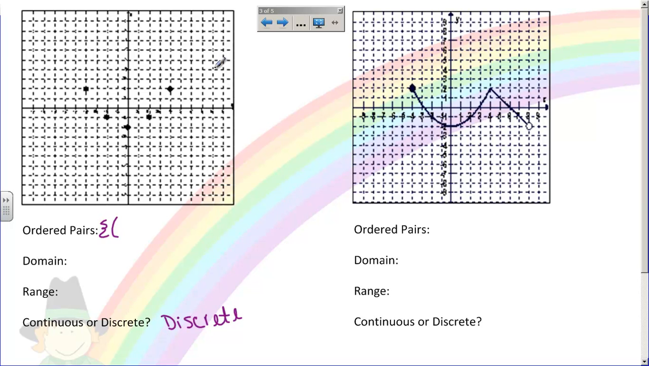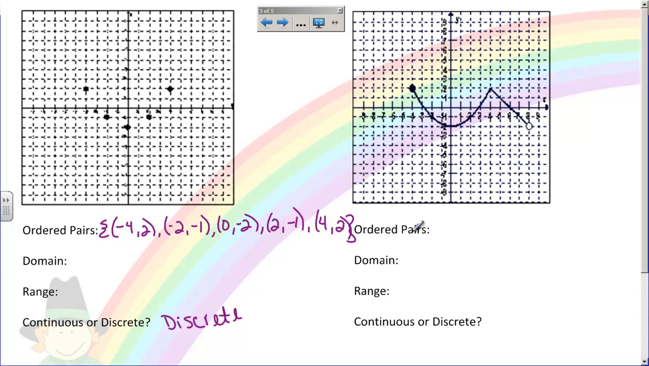We will always go left to right when we do a graph. And so this point over here way on the left is over 1, 2, 3, 4. So it's at -4, +2. This ordered pair right here is at -2, -1. This one right here in the middle is at 0, -2. And this one right here is at +2, -1. And this one right here is at +4, +2. And then we close the set.